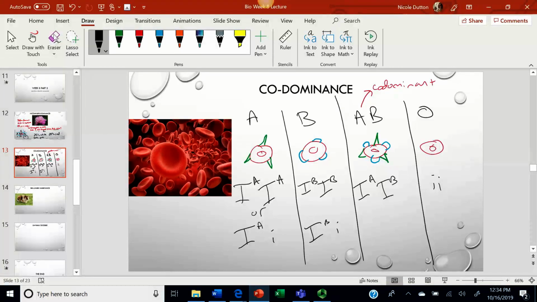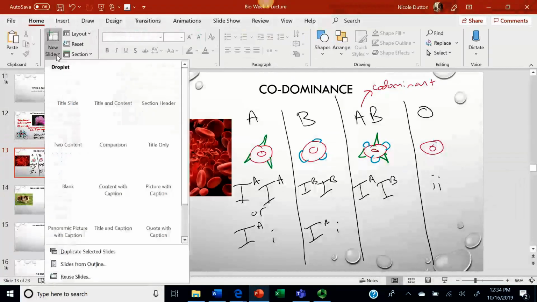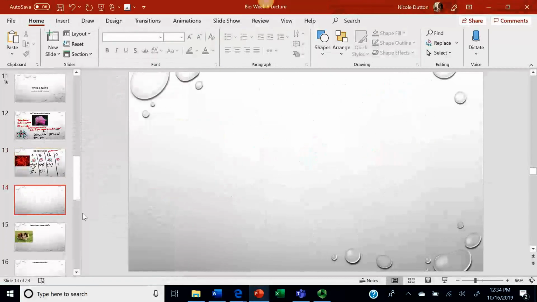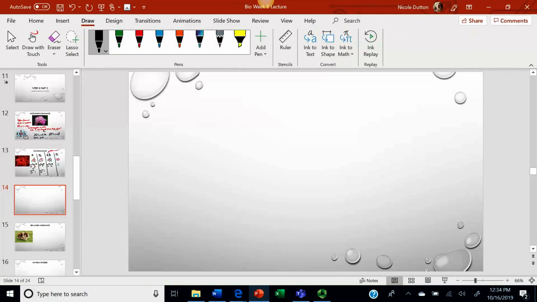So now that we know this, and this used to be how we determined paternity, just by looking at blood type. So if we want to mate an individual with type O blood with an individual that has type AB blood, what is the probability of them having AB children?